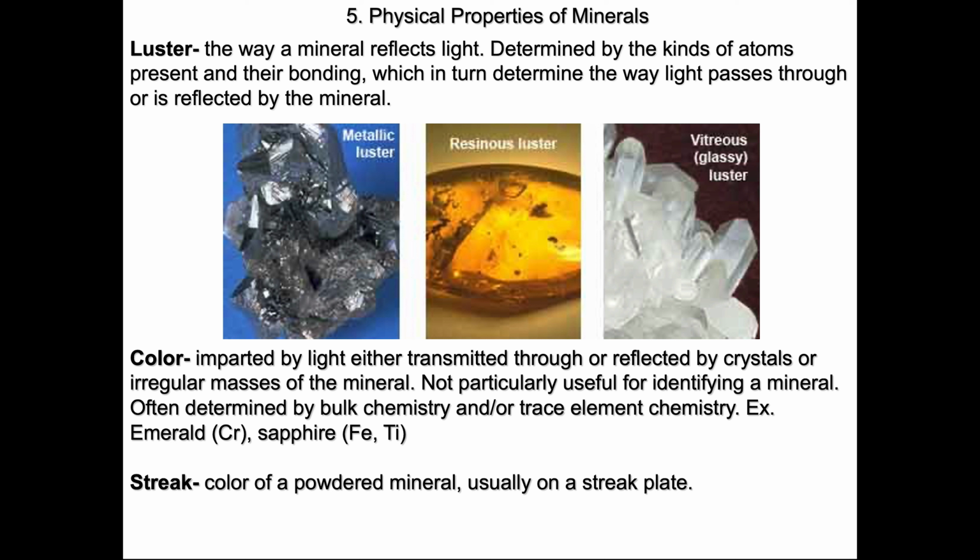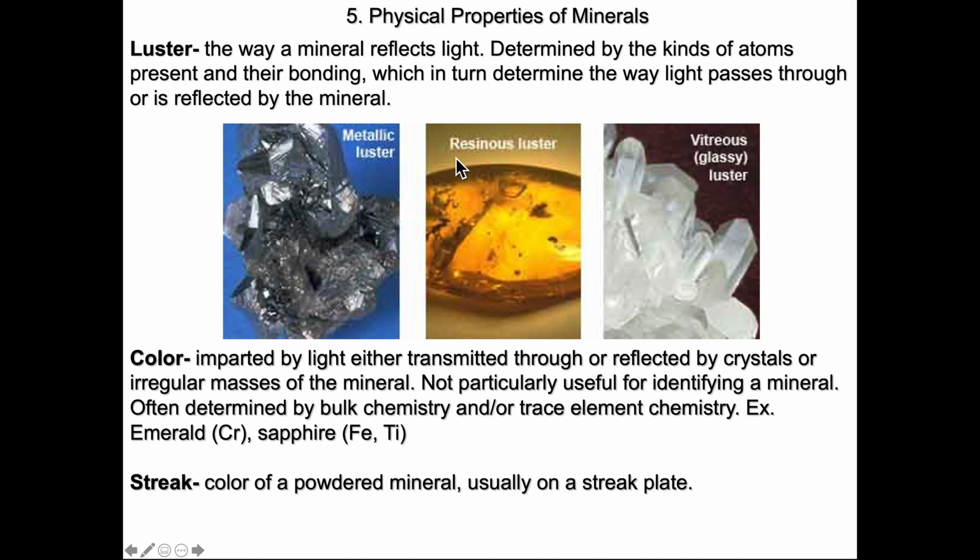Now, the way a mineral reflects light is also going to be diagnostic. This is the luster. Luster is the way a mineral reflects light. It's going to be determined by the kinds of atoms present and their bonding, which in turn determine the way light passes through or is reflected by the mineral. In the case of metallic luster, the mineral is going to look like a metal. This is going to be opaque.